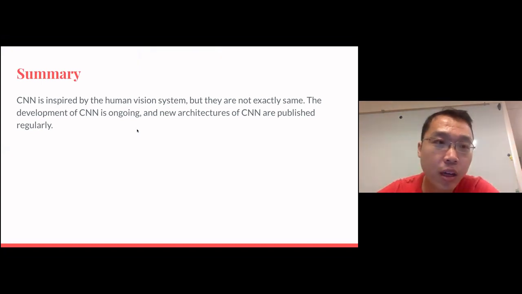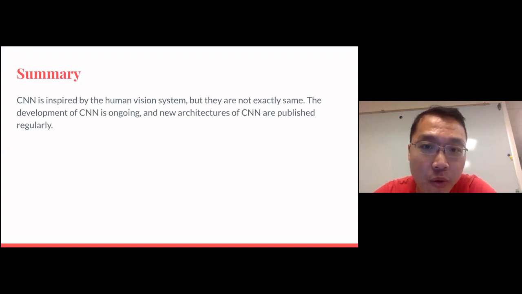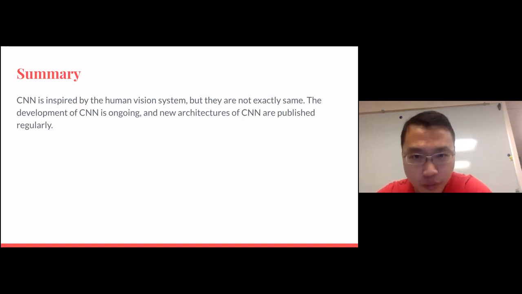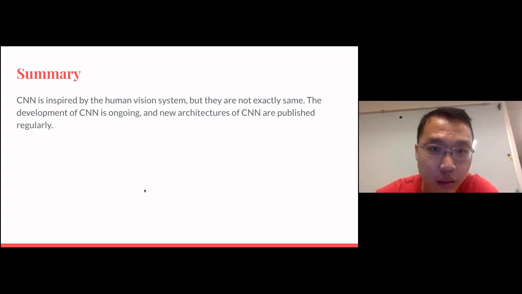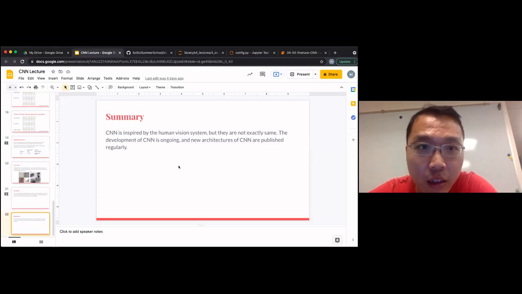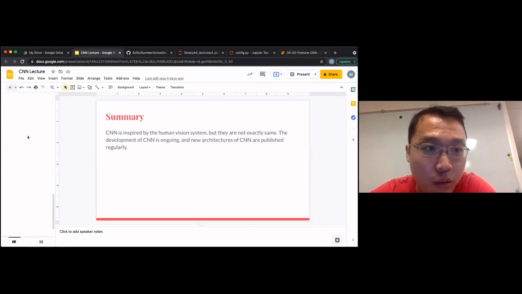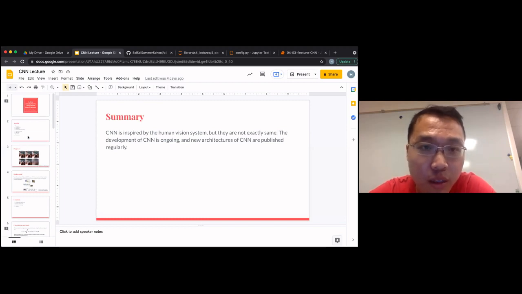So let me do a brief summary of convolutional neural network. So convolutional neural network is inspired by human vision system, but they are not exactly the same. And there are many, many researchers about this technique. They are still working on this, and we have new architecture frequently published. So this is pretty much all I want to introduce, and hope you can see the code, and maybe you can try to run the code and see what is the performance and try to improve the performance by yourself. And I'll be here and hope what I introduced can be helpful to you, and good luck.